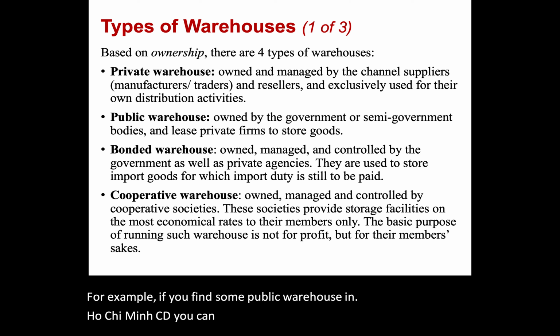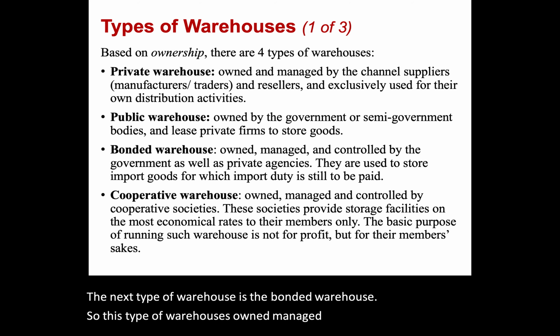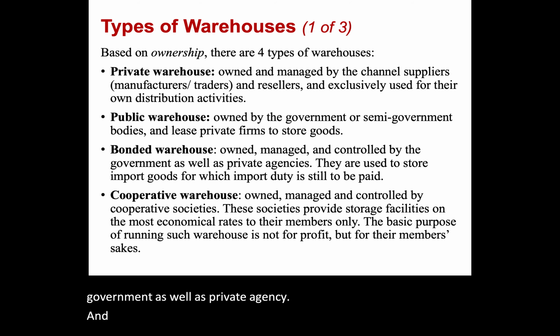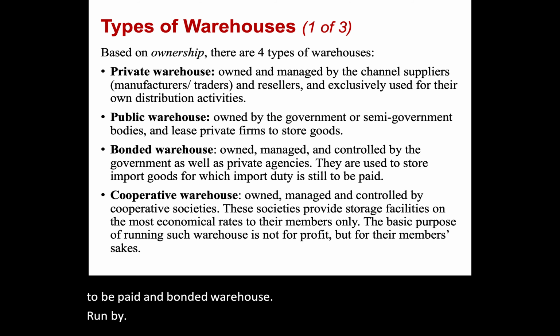The next type of warehouse is the bonded warehouse. This type of warehouse is owned, managed, and controlled by the government as well as private agencies. They will be used to store imported goods for which import duty is still to be paid. And a bonded warehouse run by a private agency must obtain some type of license from the government.